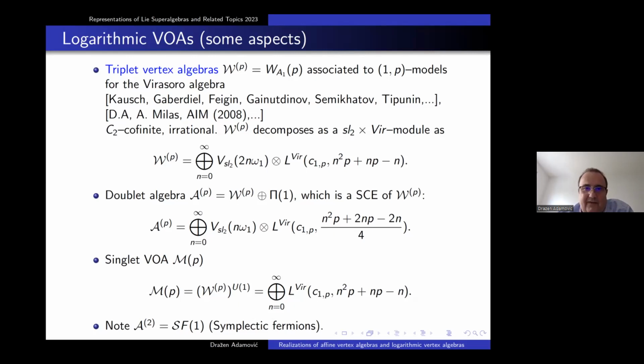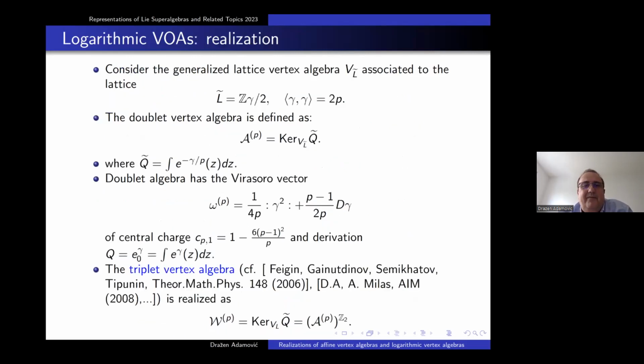So what is good with this logarithmic algebra? We have an explicit lattice realization. We take a generalized lattice vertex algebra, or abelian intertwining operator algebra, and then take the kernel of one operator, called the screening operator, acting on this lattice algebra. We get the doublet, and we have the Virasoro algebra, and we have the triplet algebra. Again, it's the kernel of this screening operator acting on this VL. So these are classical. This is just the classical story.